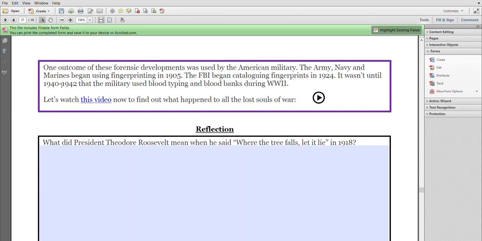Then, you're going to read that one outcome of these forensic developments was used by the American military. The Army, Navy, and Marines began using fingerprinting in 1905. The FBI began cataloging fingerprints in 1924. It wasn't until 1940 through 1942 that the military used blood typing and blood banks during World War II.